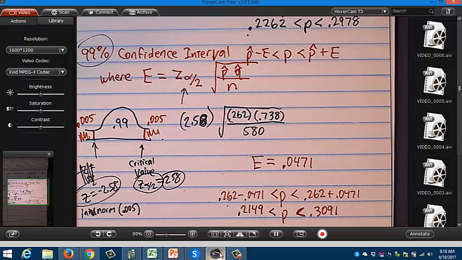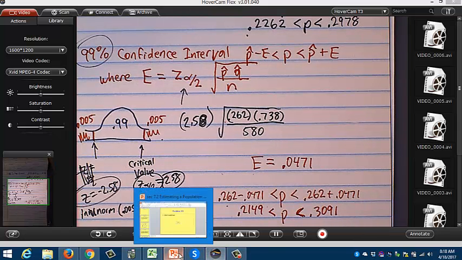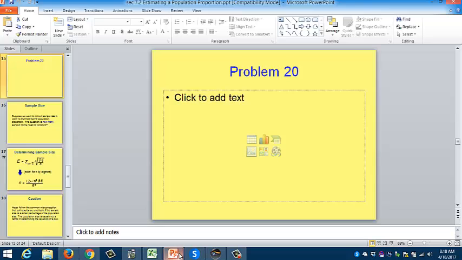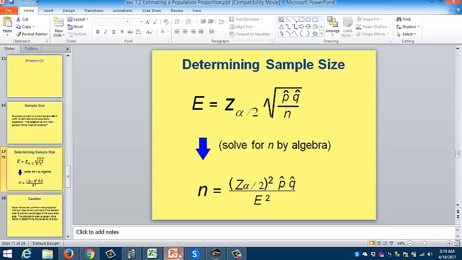Yeah, but we're going to go backwards here sometimes. And so we need to talk about how that works, right? So, for example, say we want to estimate some population proportion. The question is, how many sample items must be obtained? And the answer is, we can do algebra to our basic formula and solve for n. And if we do, we get this formula.